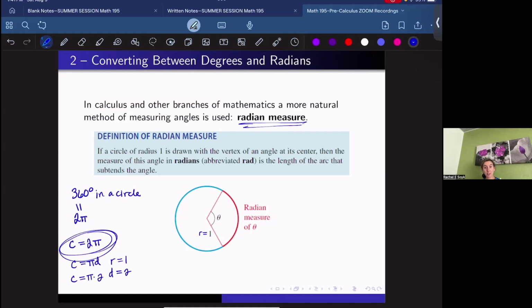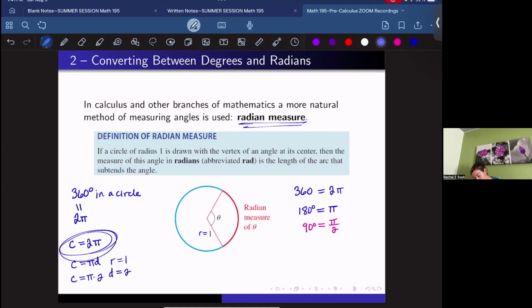Which then tells us that our conversion is, okay, well, if 360 is equal to 2 pi, then pi is the same as 180 degrees. Then you can utilize your knowledge of fractions to really get into the famous angles. So half of pi, also known as pi over 2, is half of 180 degrees, which is 90.